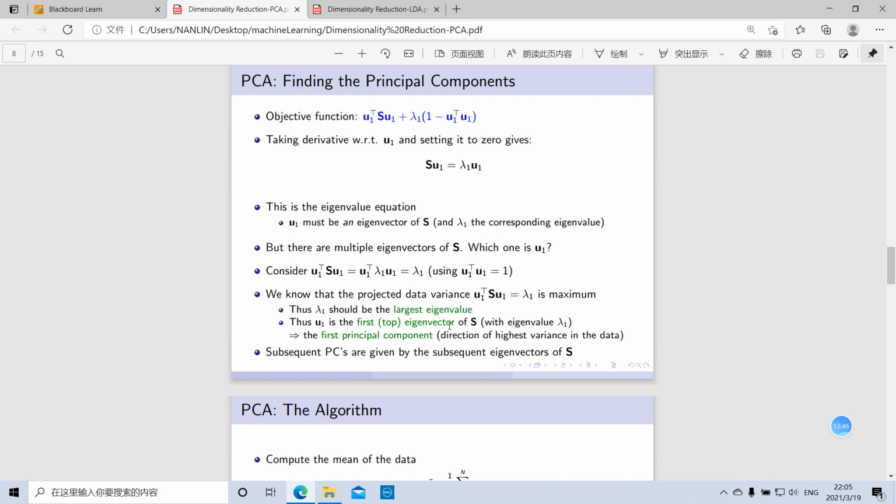So once the first principal component is defined, we know the direction of the highest variance of the data. Then the following principal components are given by the less important eigenvectors of S. So this is about the calculation. Now we look at the algorithm itself.